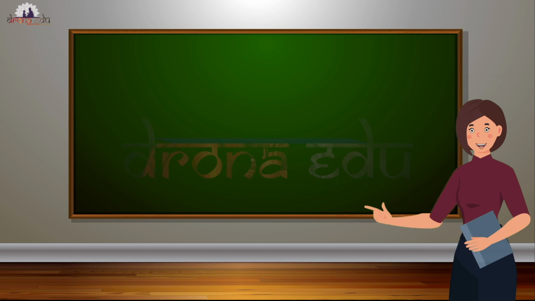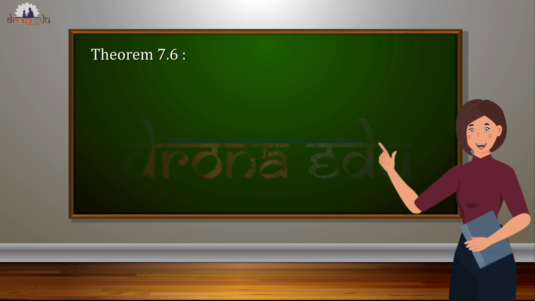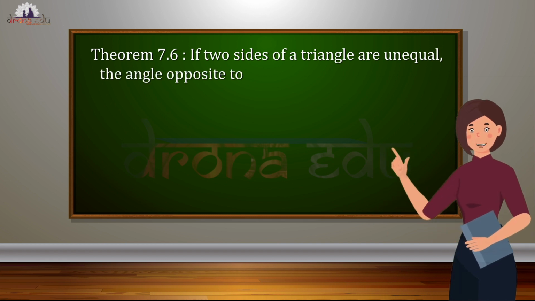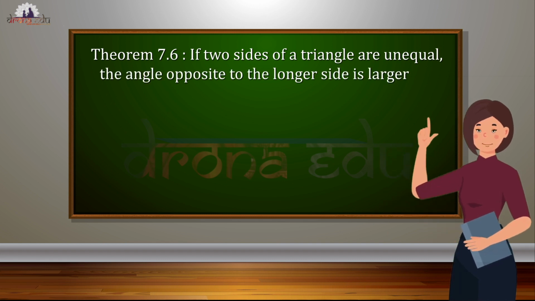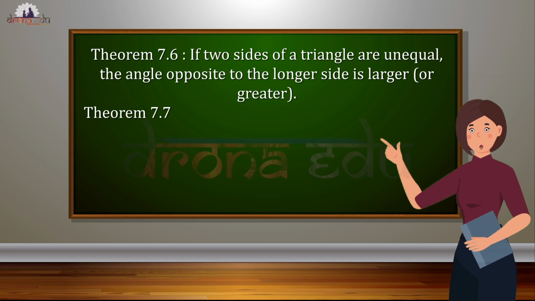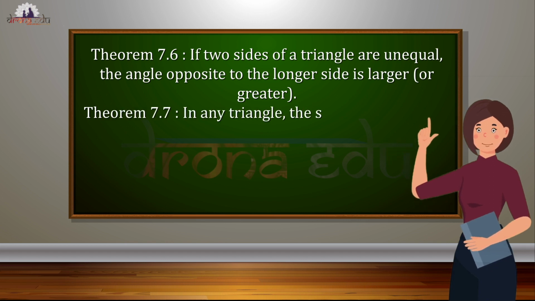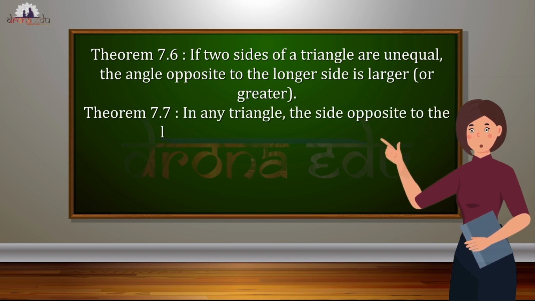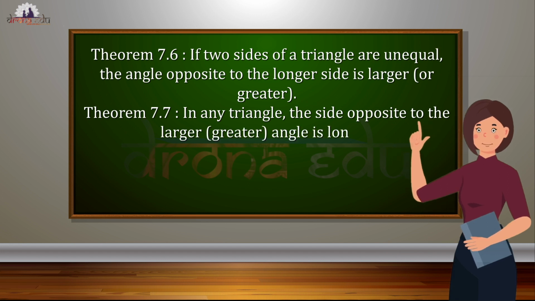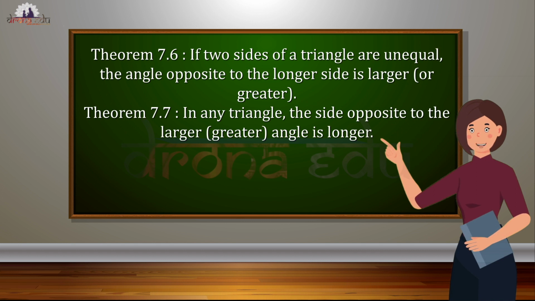So from this, we're going to get a theorem, which is theorem 7.6, which states that if two sides of a triangle are unequal, then the angle opposite to the longer side is larger. And then there is one more theorem, which is theorem 7.7. It states that in any triangle, the side opposite to the larger angle is longer.